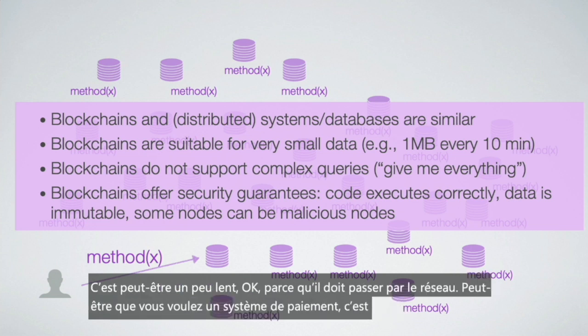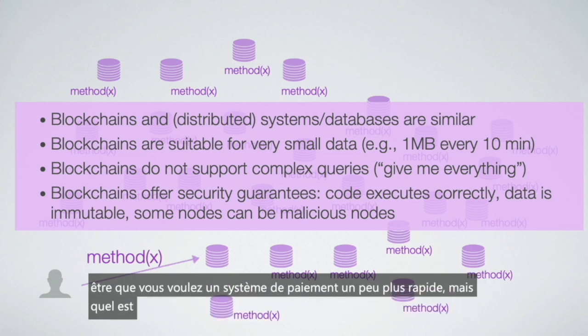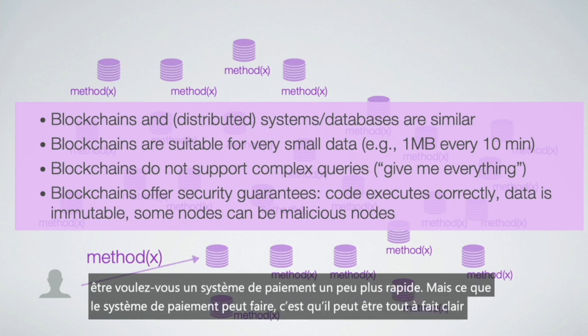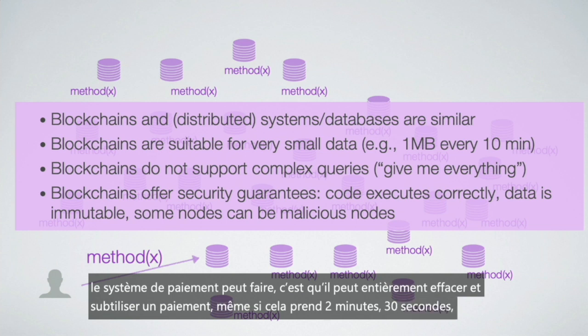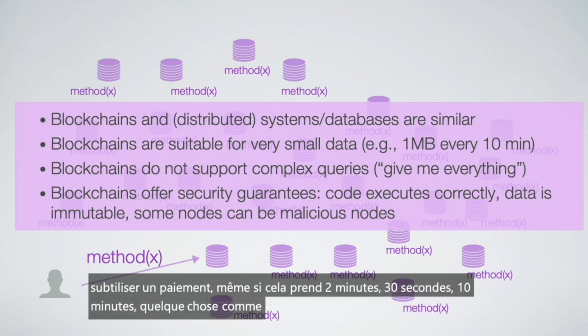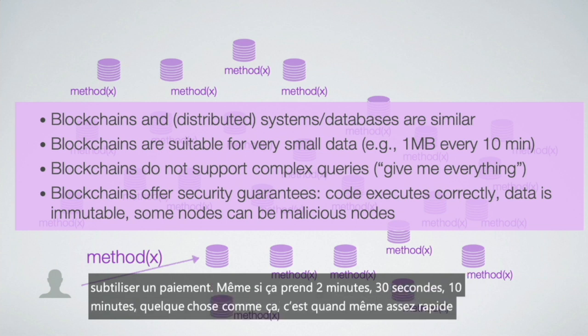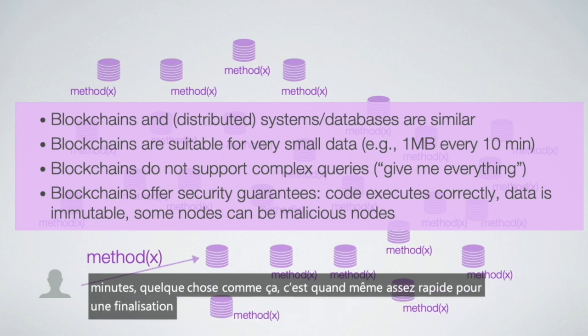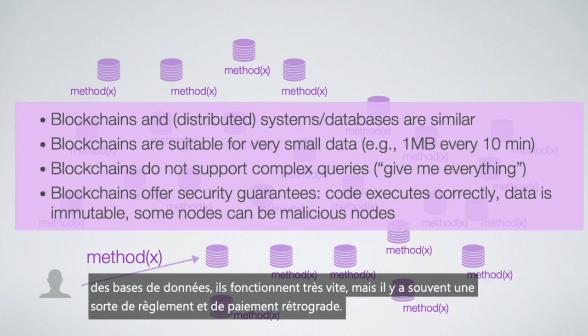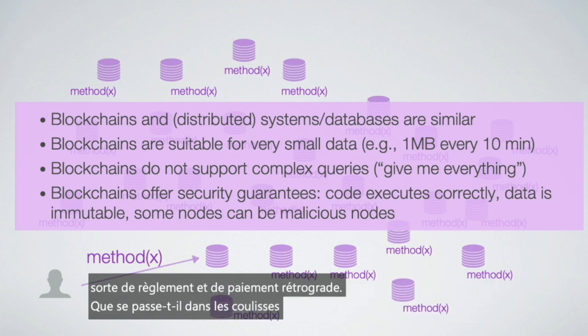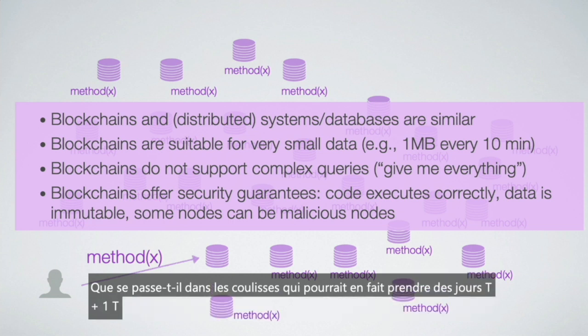But what the payment system can do is it can fully clear and settle a payment, even if it takes 2 minutes, 30 seconds, 10 minutes, something like that. That's still pretty fast for a complete finalization of a transaction. Banking systems that have databases, they work very fast, but there's often a sort of back settlement and payment that happens behind the scenes that could actually take days, T+1, T+2, T+3 days, in order for it to actually be finalized.